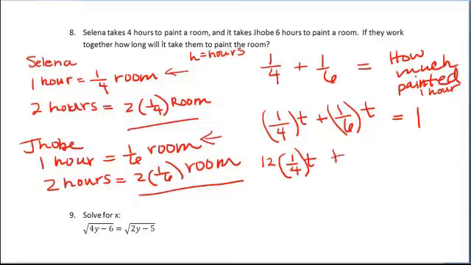So here we go. 12 times 1/4 t plus 12 times 1/6 t equals 12 times 1, which is 12. So I'm just going to put the 12 there. And then here I'm going to be canceling out 12 times.